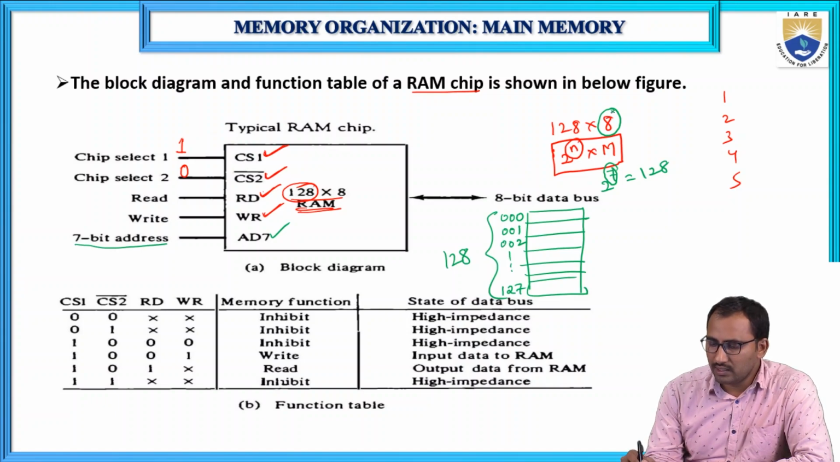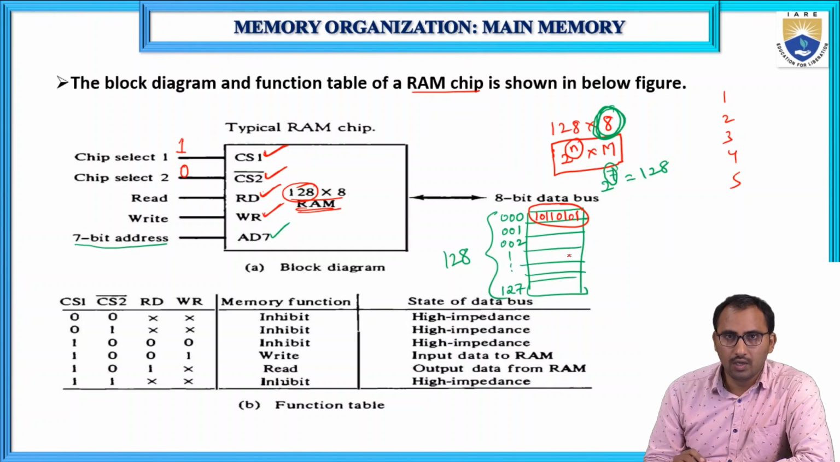So what is this 8? What is the memory word? The memory word is the number of bits we can store in each memory location. So this is one word, which means one word can be stored in each memory location. Okay, so this is a block diagram of the RAM chip.